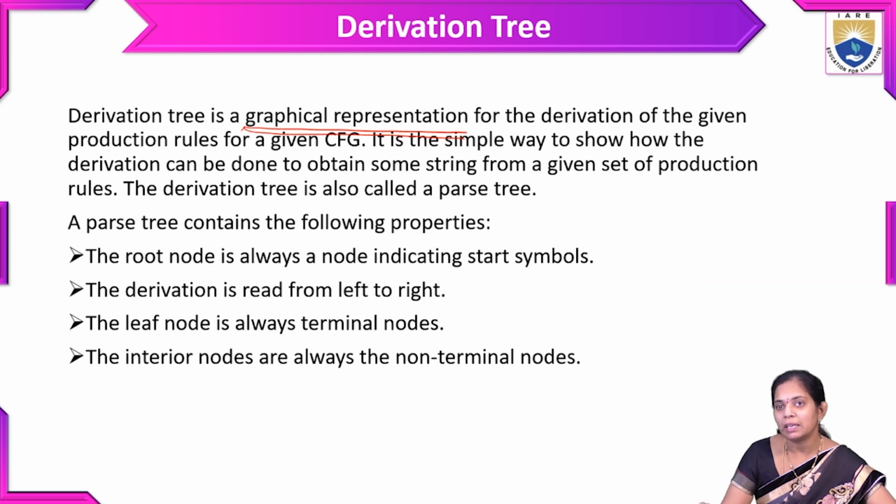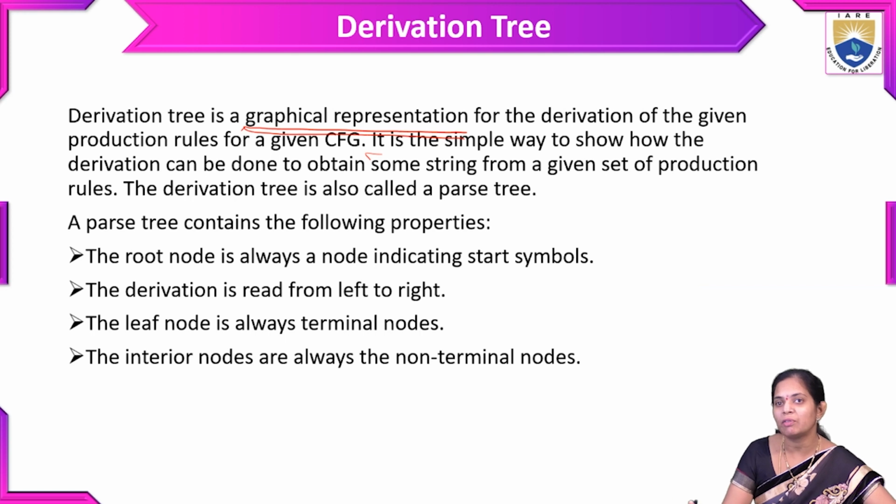In leftmost derivation and rightmost derivation, we discussed the production rules and how to implement the derivation in the context-free grammar. After the derivation, we show how to add the parse tree, or the derivation tree, for the derivation. It is a simple way to show how a derivation can be done to obtain some string from a given set of production rules.